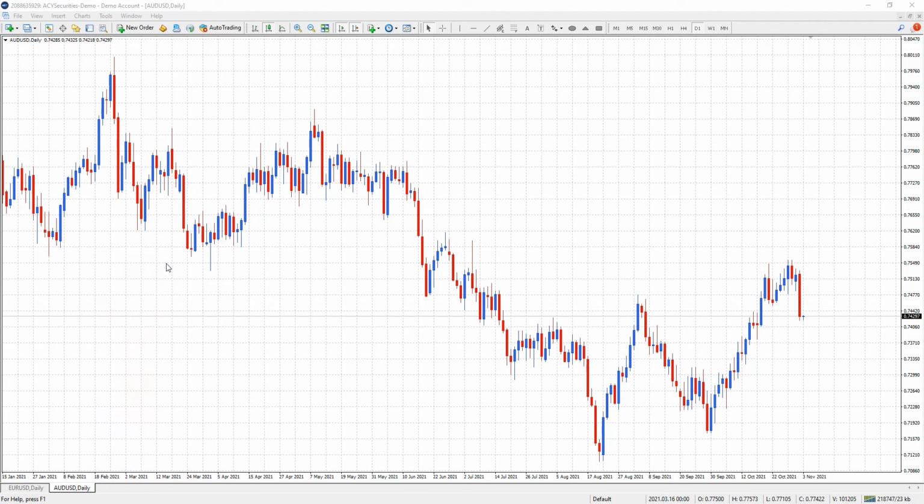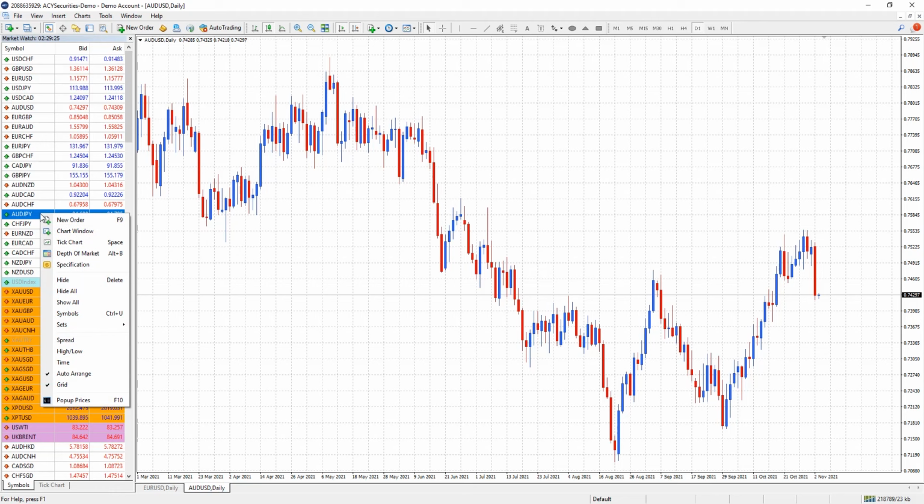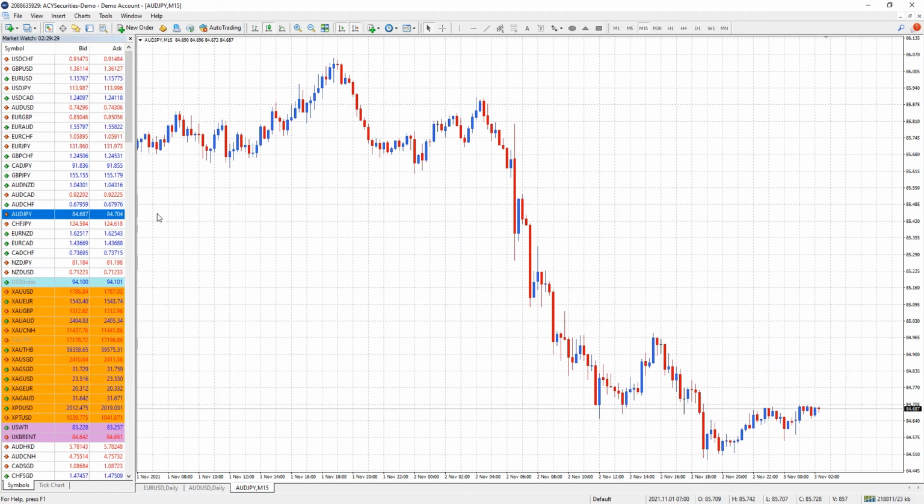Okay, so let's get straight into my MT4 platform. And first of all, I just want to show you how to open up a new chart. So I'm going to open up the Market Watch. Just left click on this button here. And I want to open a chart up of the Aussie yen just to demonstrate. So I'm just right clicking and then left click chart window. That'll open up that particular pair. Just close down that window. You can just come up and left click on the button.